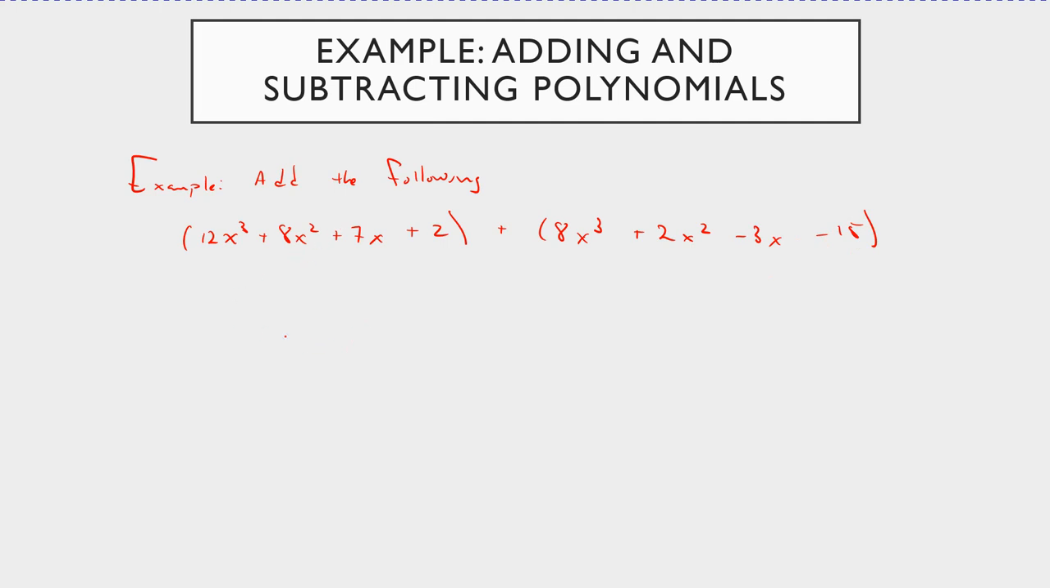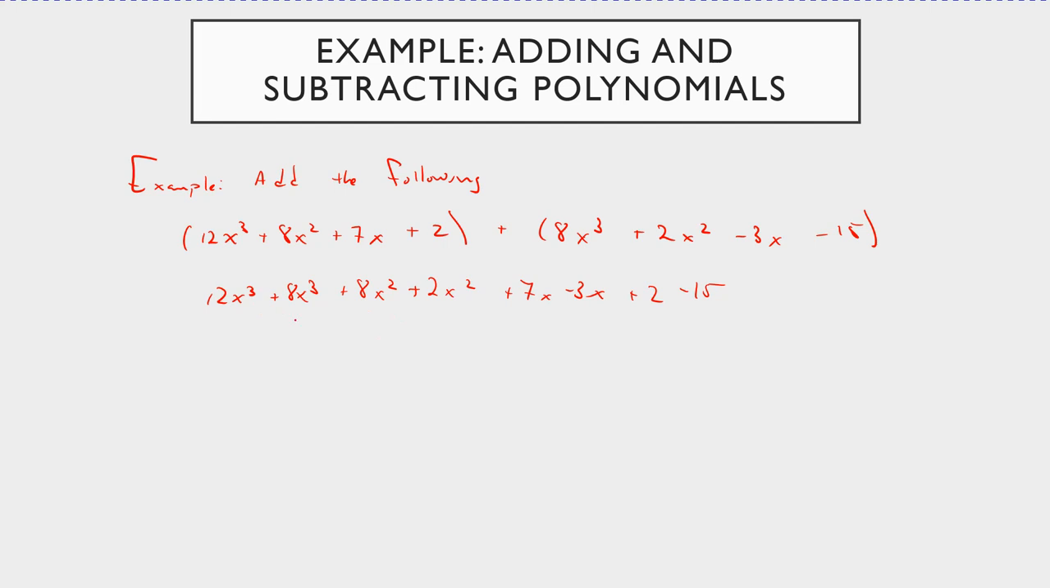All you're going to do is put the like terms next to each other. So we're going to have 12x cubed, and then over here 8x cubed, that's its like term, plus this 8x squared, and then over here plus 2x squared, and then 7x minus 3x, and then plus 2, and then minus 15.